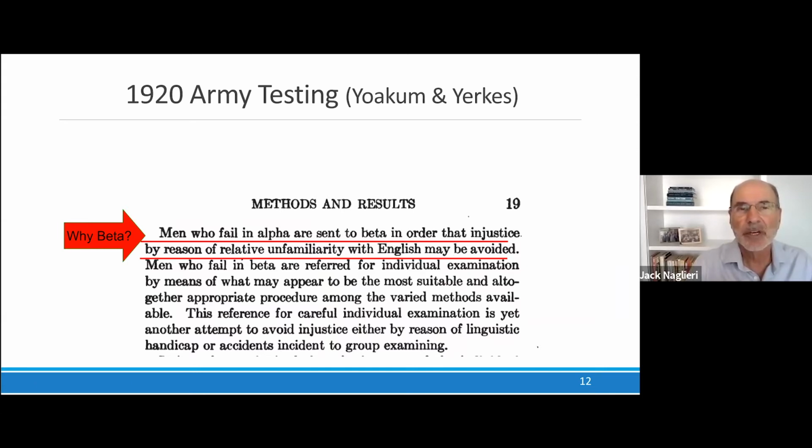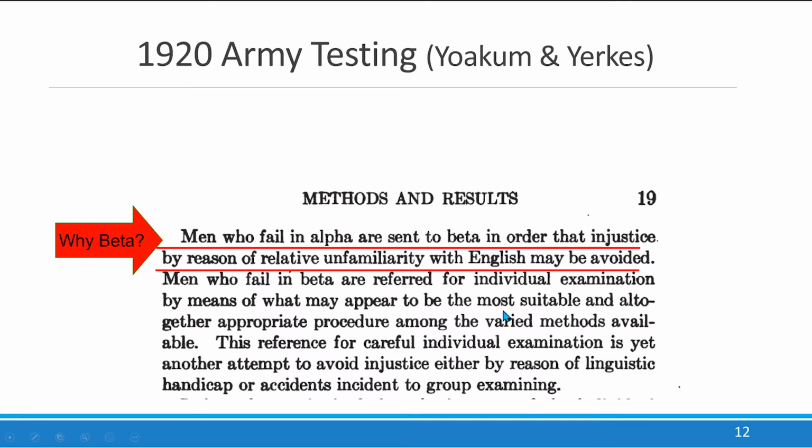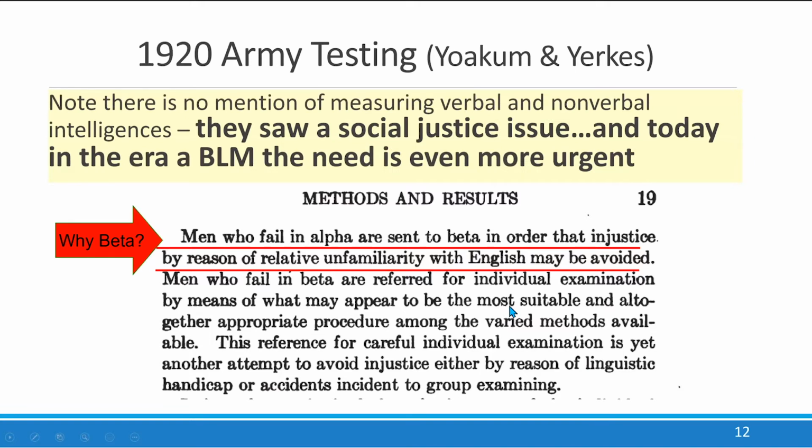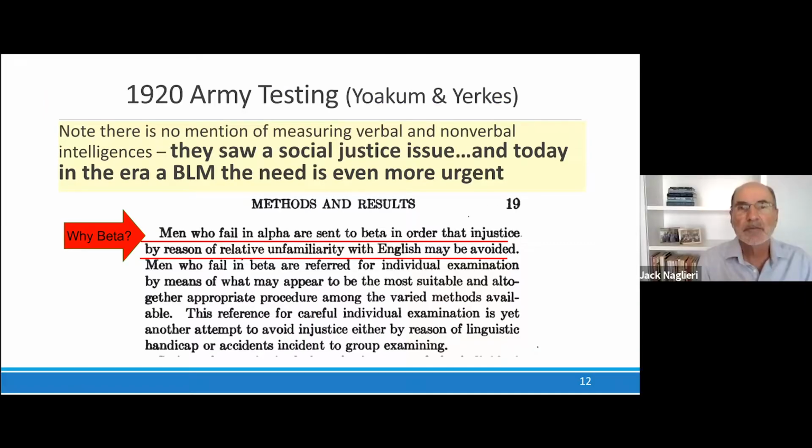How come we were never taught this? I was never taught this. I only learned about this by digging deeper and deeper. And here's the thing. There's no mention of measuring verbal and nonverbal intelligences. Everybody believes that's the case. But instead, from the very beginning, the people who developed the tools that became the ones that we have today saw having test questions that required knowledge to be a social justice issue.